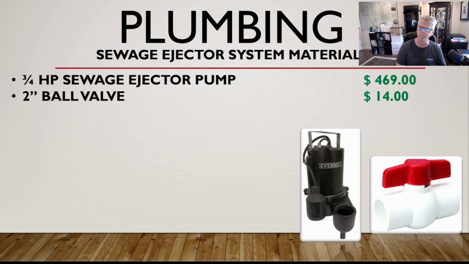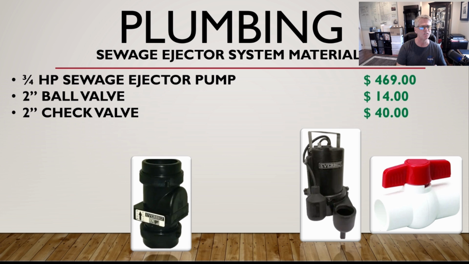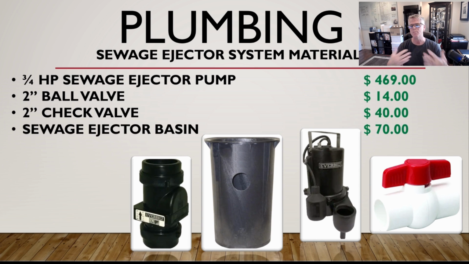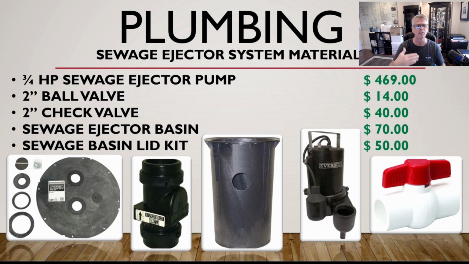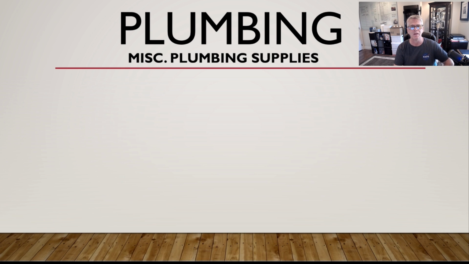You're going to need a 2-inch ball valve, $14. A 2-inch check valve, $40. Both of those go on the discharge line, the 2-inch discharge line coming out of the pit. Then you'll need the pit, the sewage ejector basin, $70. And you'll need the lid basin kit. That's the lid that goes on top of the basin, and your vent line from the pit and the discharge line from the sewage ejector pump will come up through that lid and seal it up. All right, that's everything for the ejector system.